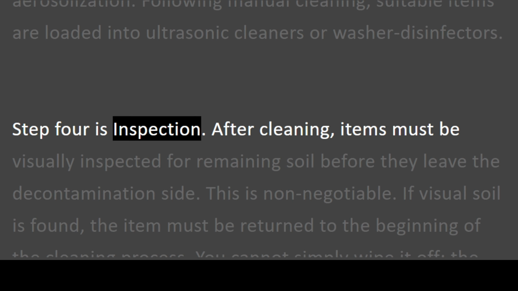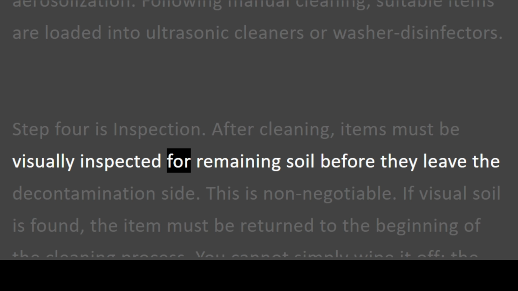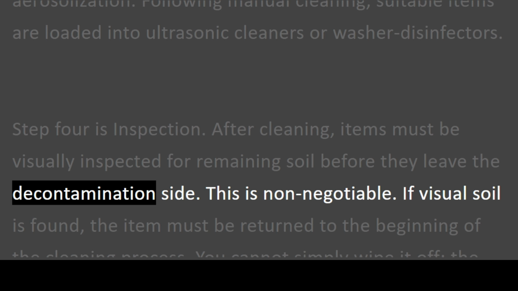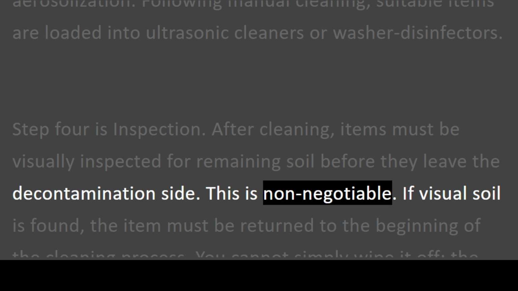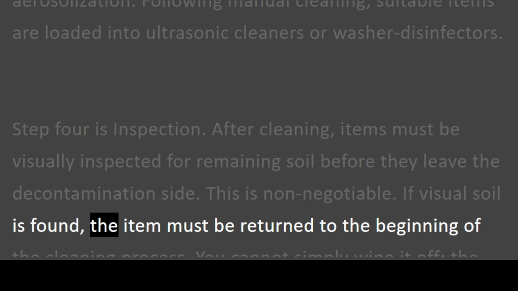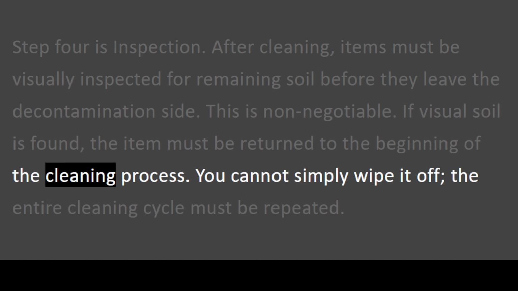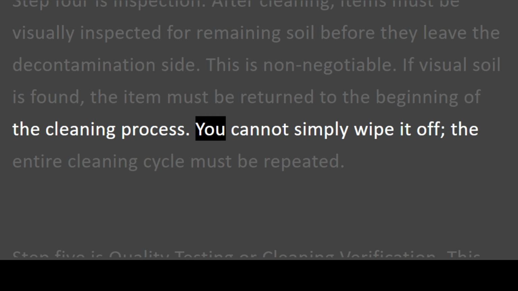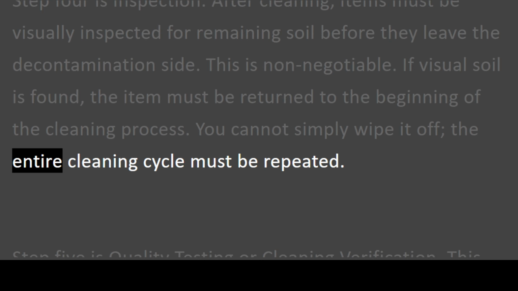Step 4 is inspection. After cleaning, items must be visually inspected for remaining soil before they leave the decontamination side. This is non-negotiable. If visual soil is found, the item must be returned to the beginning of the cleaning process. You cannot simply wipe it off, the entire cleaning cycle must be repeated.